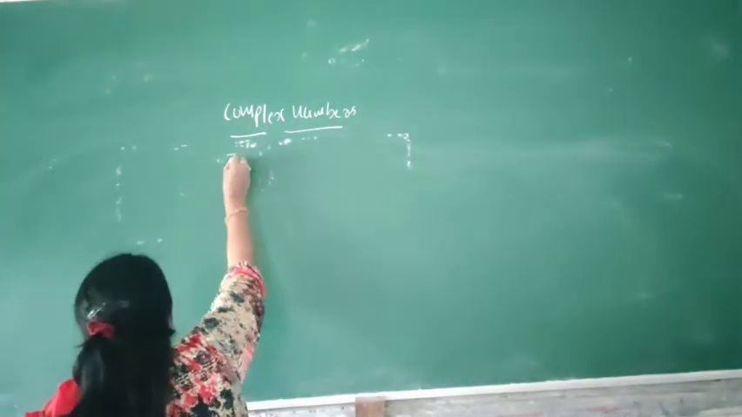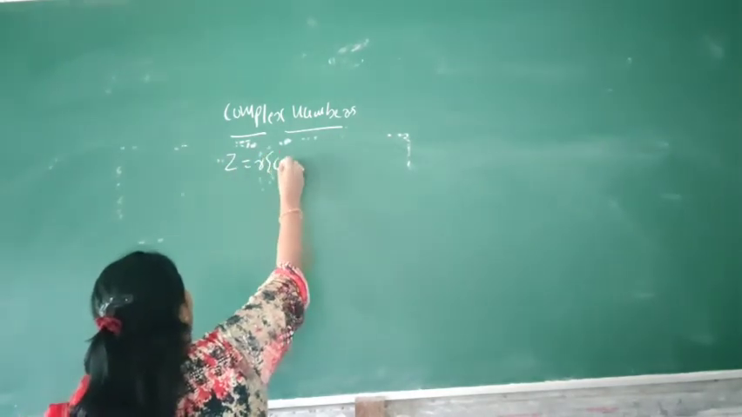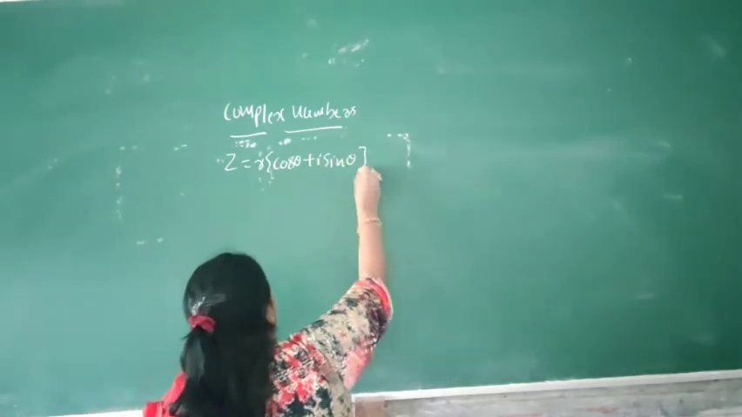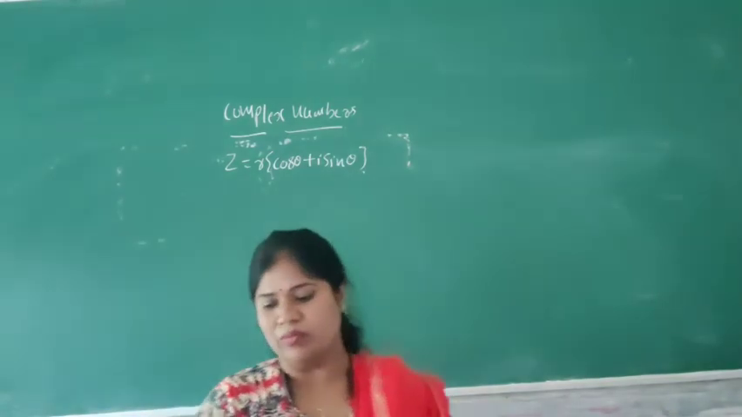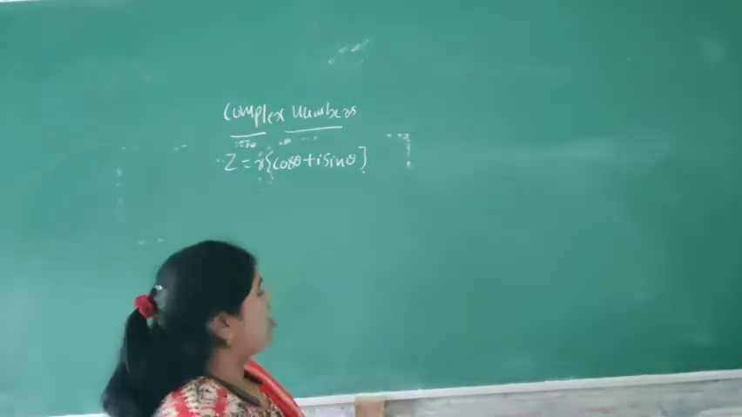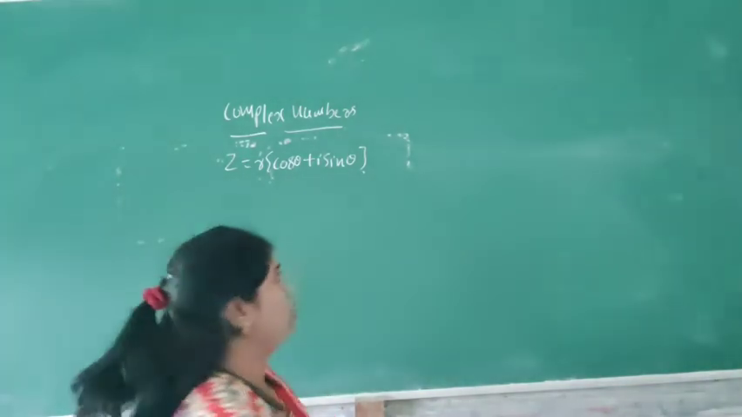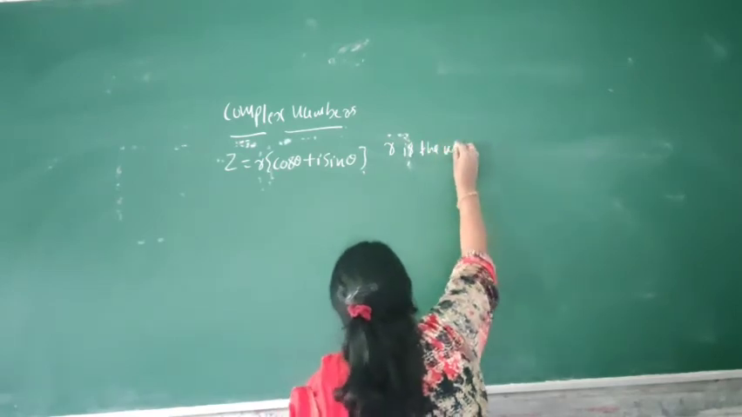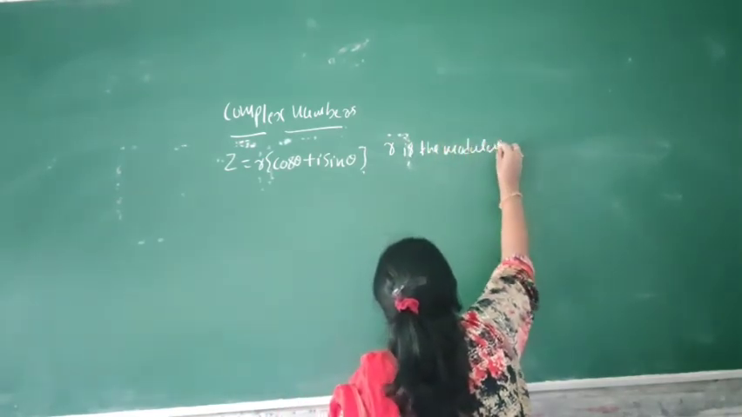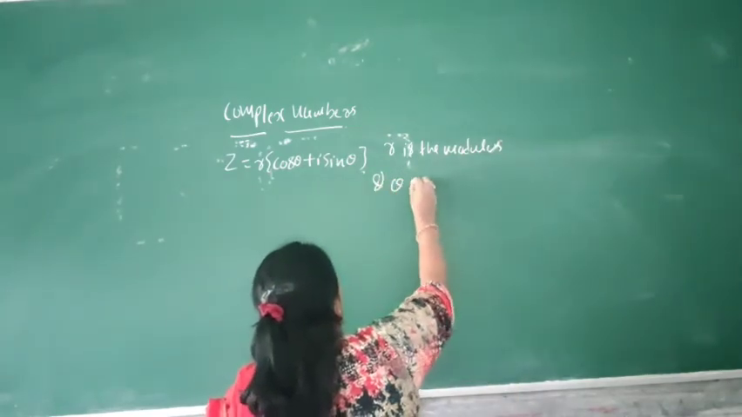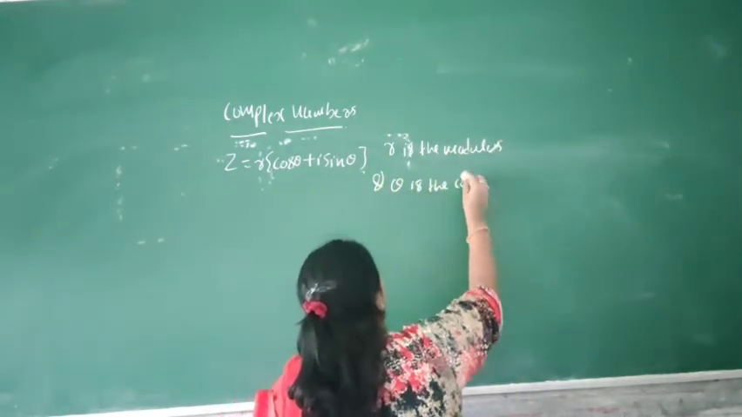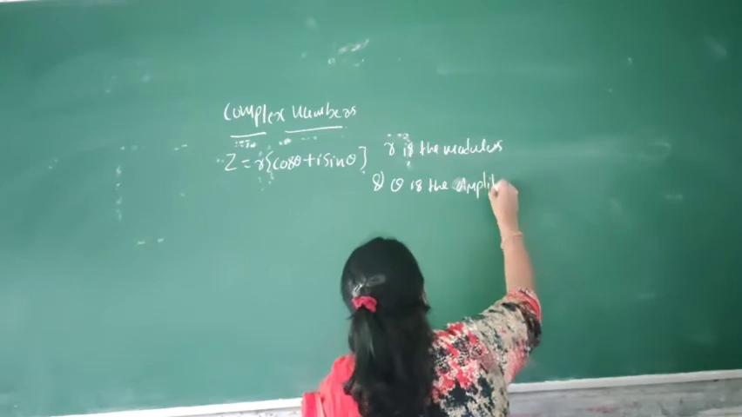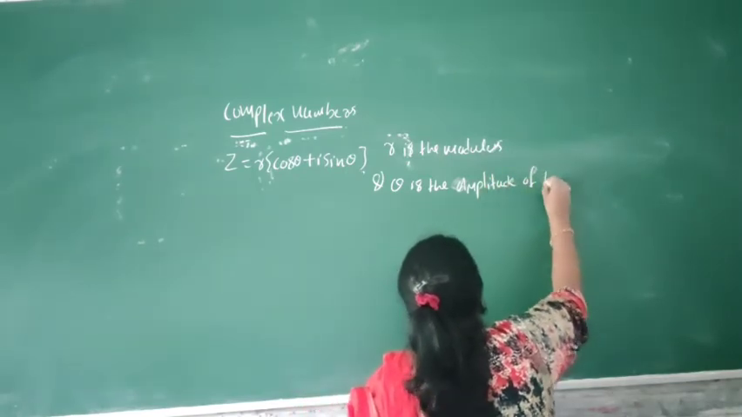In z = r(cos theta + i sin theta), this is the polar form of the complex number, where r is the modulus of the complex number and theta is the amplitude of the complex number.